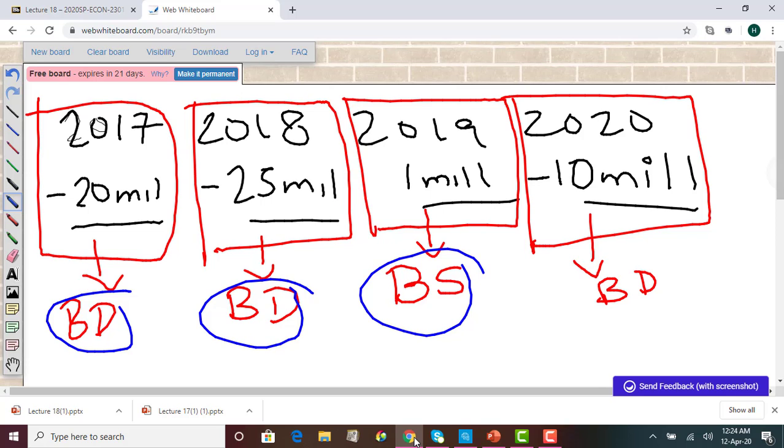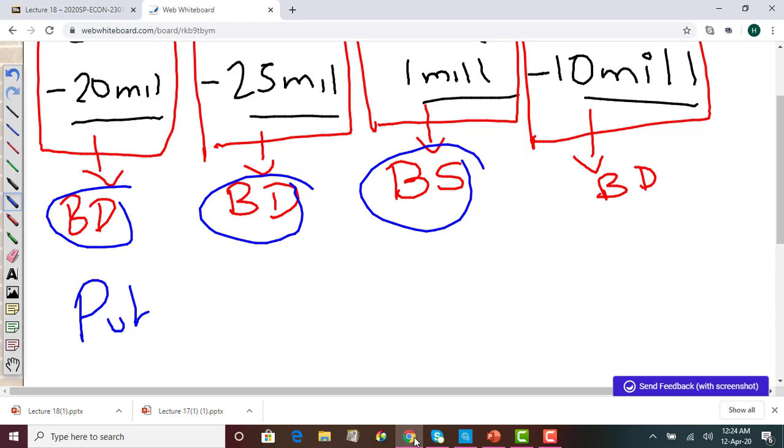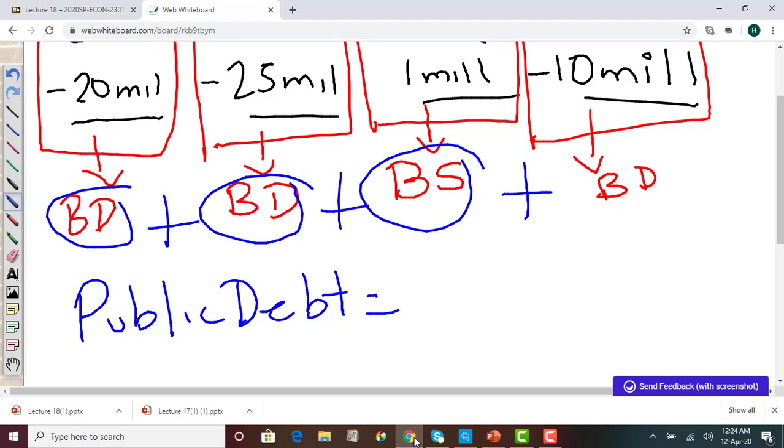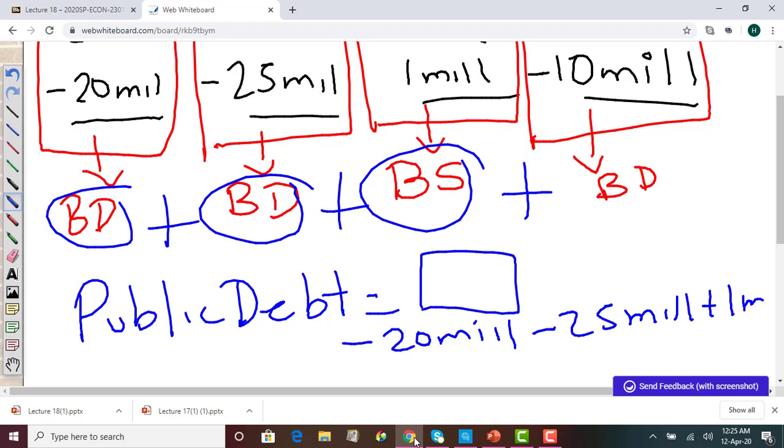But when we are talking about public debt, what it means is it's past tense, and it is a summation of all these numbers. So we sum the budget deficits and budget surpluses in the previous years to get a final number. That is public debt. In this case, the public debt would be minus 20 million, minus 25 million, plus 1 million, minus 10 million, right? If we add these up, 20 plus 25 is 45, 45 plus 10 is 55. So minus 55 plus 1 is minus 54 million. So that is public debt.